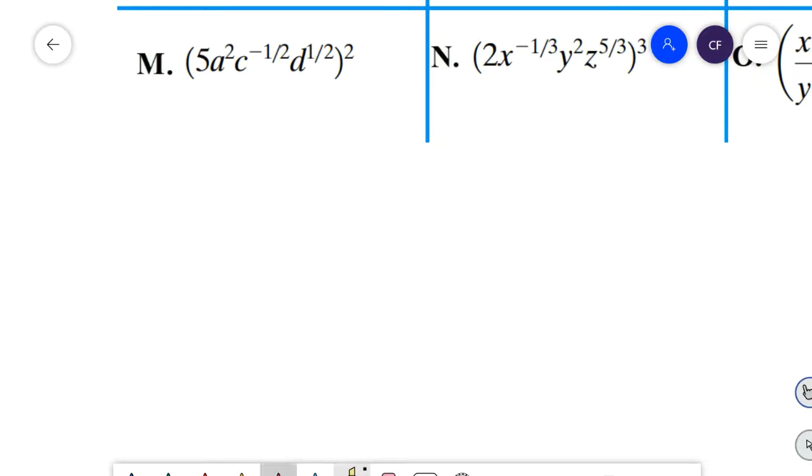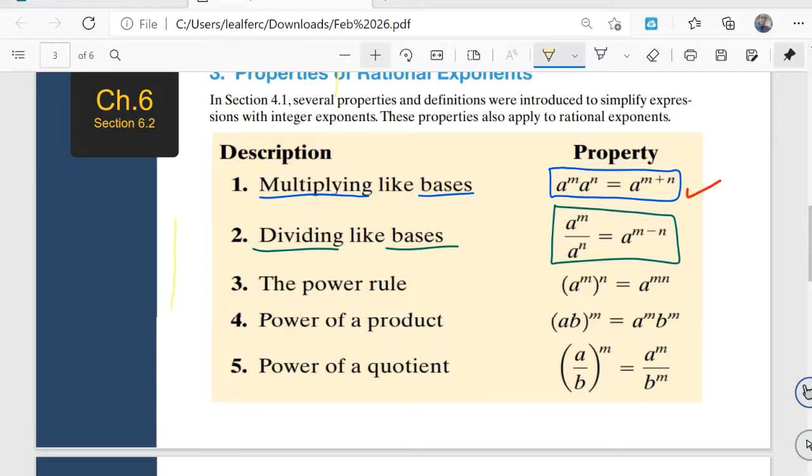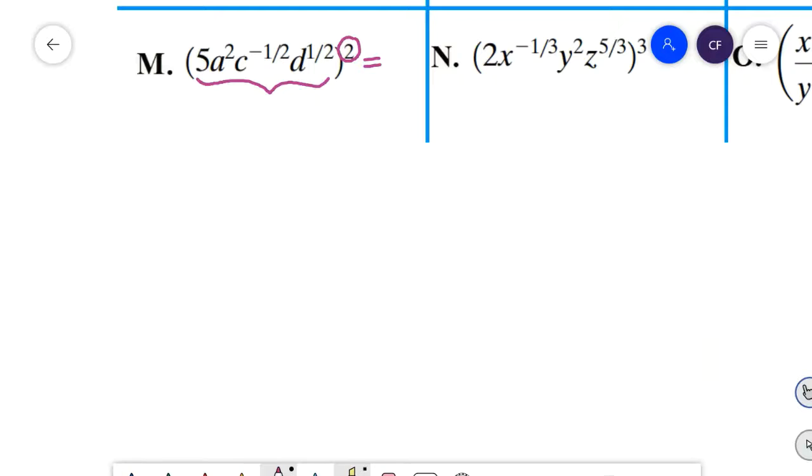Letter M. You have an expression here, lots of factors submitted to an exponent, right? And check, the property that you're going to use is the power of a product. Where you have factors submitted to an exponent, looks like a distributive property, that you're going to distribute the exponent to each factor. That's what we're going to do on letter M.